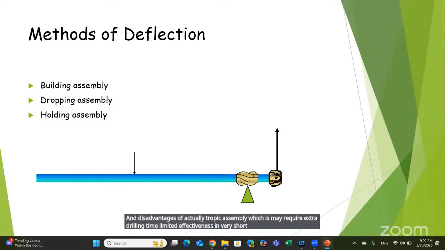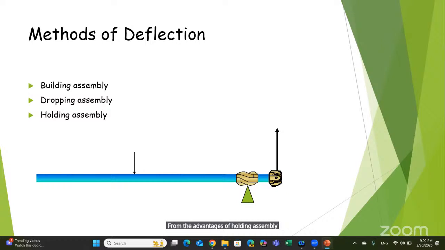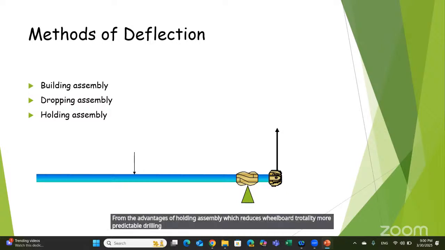For the holding assembly, the function is to hold the existing wellbore inclination to maintain a consistent angle without increasing or decreasing it. The advantages are that it reduces wellbore tortuosity and gives more predictable drilling performance, which helps in long lateral wells. The disadvantages are that it is not effective for rapid trajectory changes, can be affected by formation changes, and requires real-time monitoring.